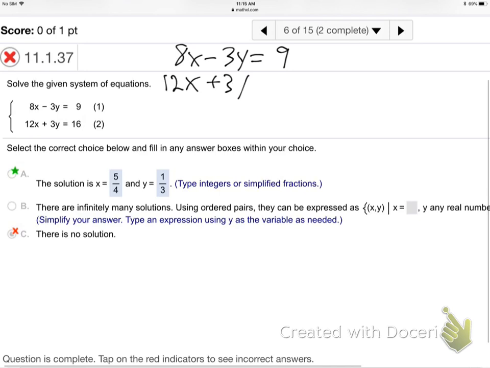12x plus 3y is 16. All right, so what should you do with those two? Yeah, they're ready to be added right now. Those y's are going to cancel right now. So just go ahead and do that. Just add them up right now.